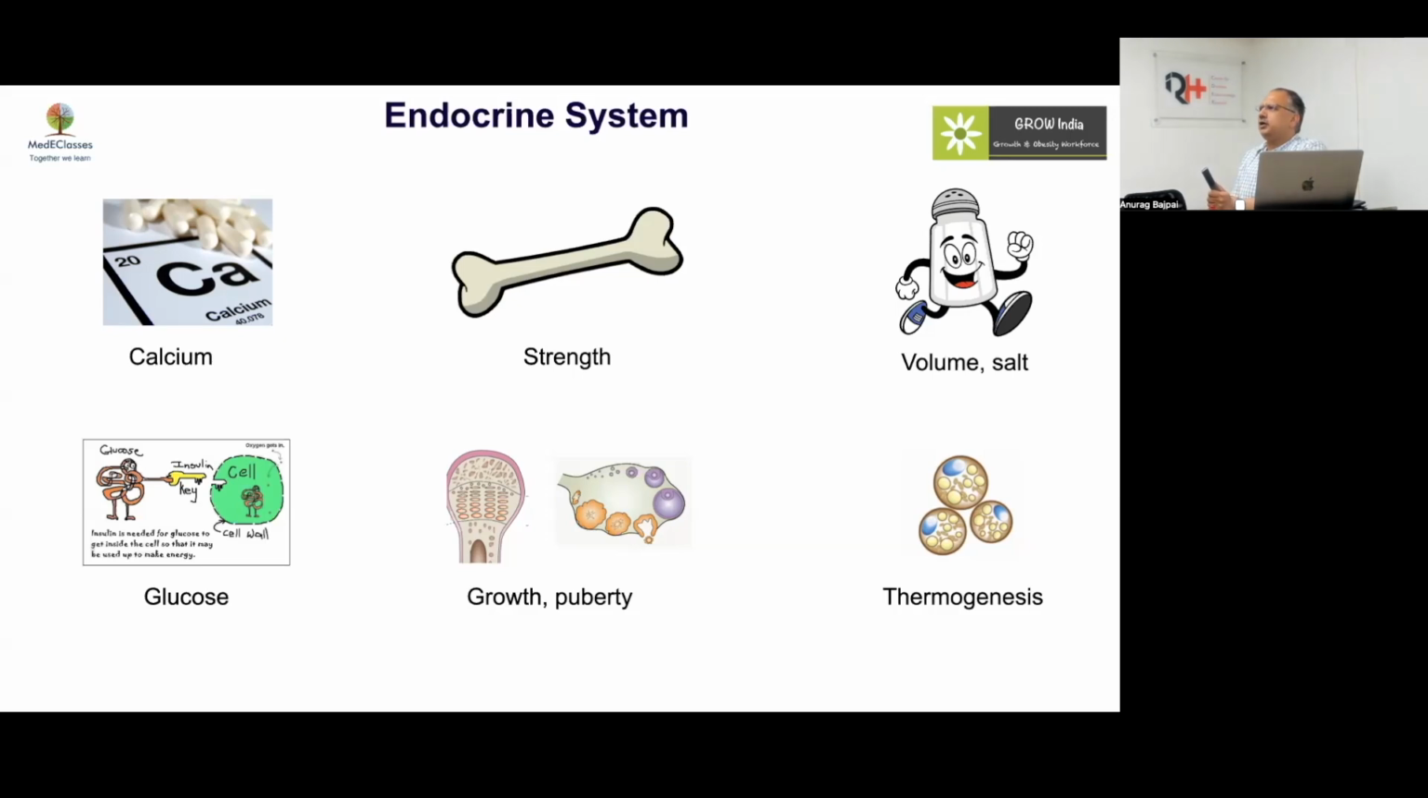Suppose you are the defense minister, so you can't say that when the war happens, I will then start making all the weapons. You need to keep it in a depot. So similarly, if you have vasopressin, if you talk about parathyroid hormone, if you talk about insulin, they are all made, ready-made, packaged in the vesicle and kept.